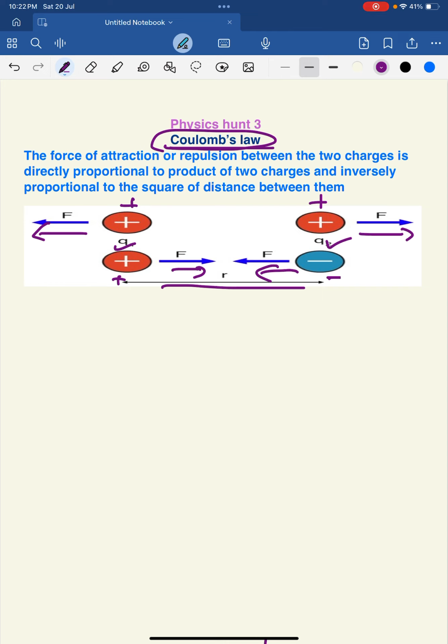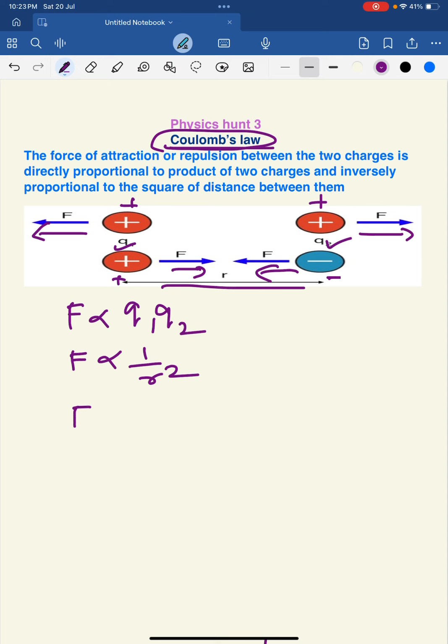By seeing this diagram, we can understand that the force of attraction is directly proportional to the product of the two charges, and inversely proportional to the square of the distance between them. That means when the distance of separation increases, the force of attraction will decrease.